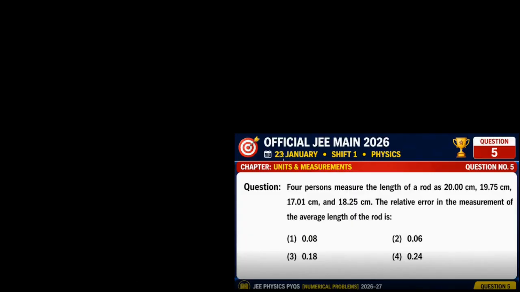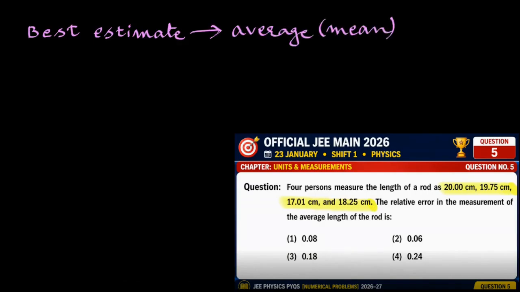When the same quantity is measured several times, different readings are obtained because no measurement is perfectly accurate. The best estimate of the actual value is the average or mean. To know how reliable this average is, we calculate relative error.